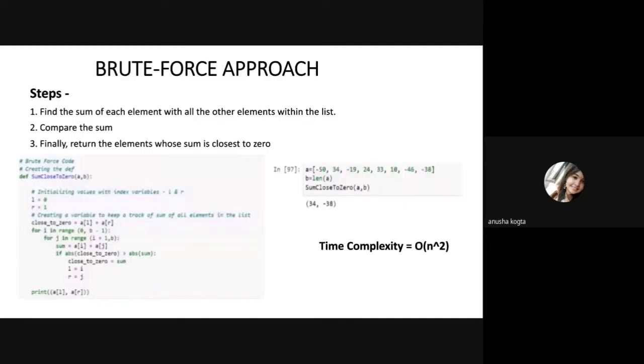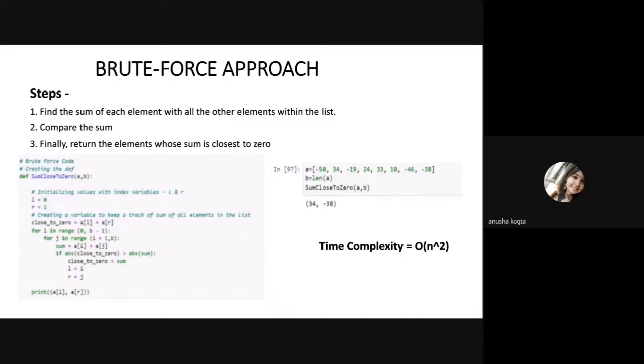Now first we try to solve it by the brute force approach. There are three steps which we followed. First, we find the sum of each pair of elements one by one with the help of a for loop, second, we compare the sums, and third, we finally write out the elements whose sum was closest to zero.